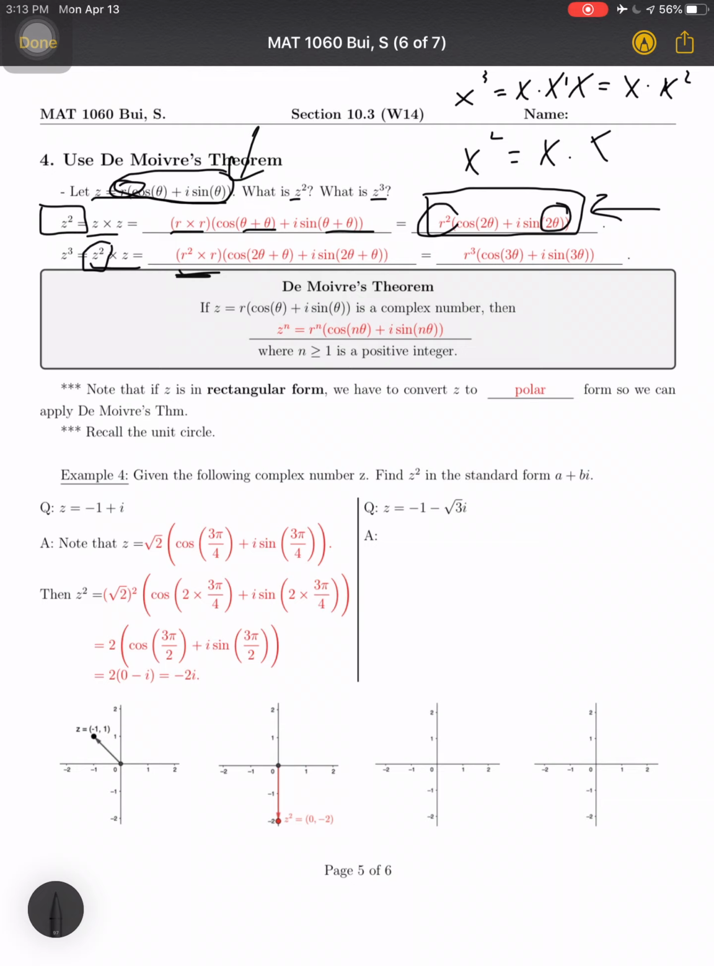Okay, so what we're going to do about it is that we're going to combine z squared and z, the two complex numbers together, and then we're going to have z cubed. So we will end up having z cubed equal to r cubed times cosine of 3 theta plus i times sine of 3 theta.